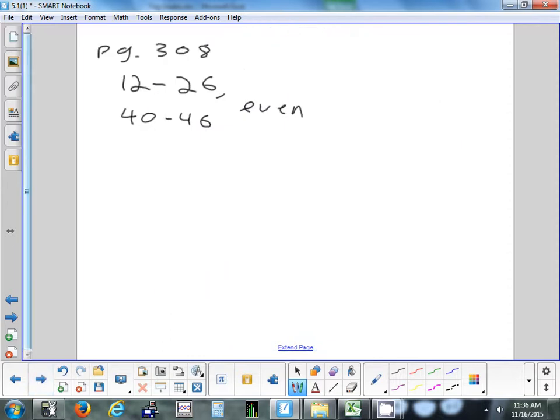Homework for tonight is page 308, all evens: 12 to 26, 40 to 46. As a reminder, this week we have a half day Thursday because of the conferences. So I won't be able to do my extra help Thursday, and Tuesday I have a meeting right after work. If you need extra help this week, it's going to have to be either before school or during the study.